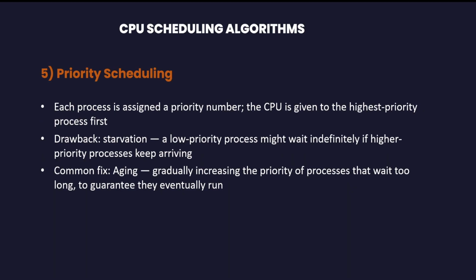Remember, round robin is a preemptive CPU scheduling algorithm. Fifth is priority scheduling. Each process is assigned a priority number. The CPU is given to the highest priority process first. Drawback: starvation. A low priority process might wait indefinitely if higher priority processes keep arriving, like we saw in shortest job first. What is the common fix? Aging. Gradually increase the priority of processes that have waited too long to guarantee that they will eventually run.